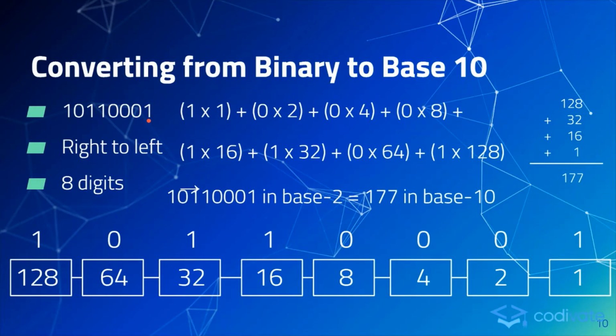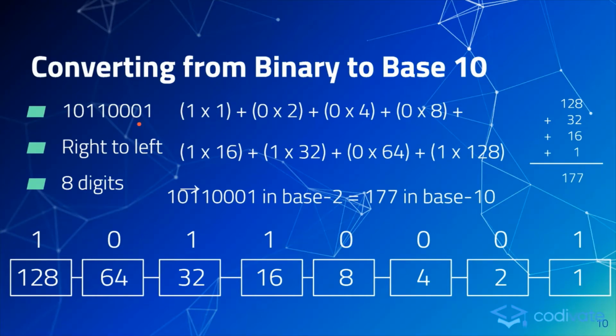In 10110001, there are 8 digits total, starting on the right with 1 and doubling every time you go left. For example, if you see over here, it'll show you that the 1 actually corresponds to a 1. There's a 0 which corresponds to a 2 in base 10. This is a 0 which corresponds to a 4, and so on. We will see that a 1 corresponds to a 16 in base 10, a 1 corresponds to a 32, and a 1 corresponds to a 128 in this number, 10110001.